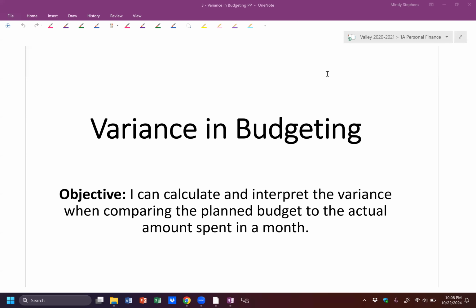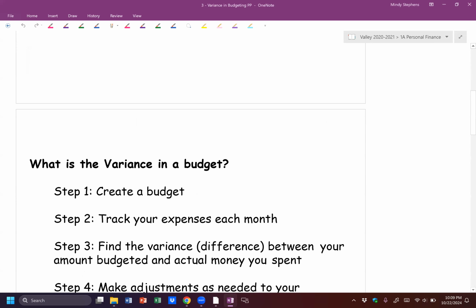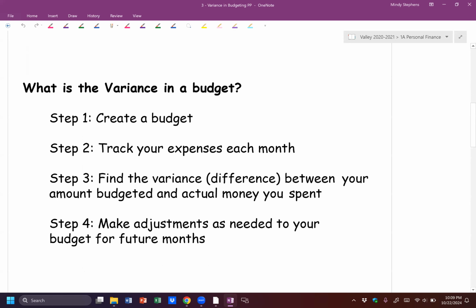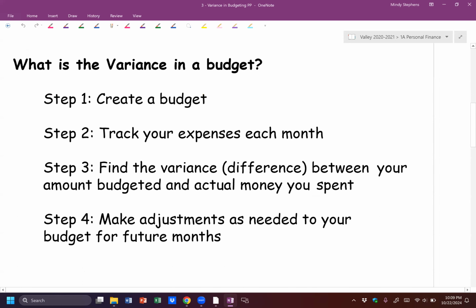The next part of budgeting we're going to talk about is what's called the variance in budgeting. So let's go ahead and get into what that would be. At the very top, it says, what is variance? We're going to talk about the different steps and where variance kind of fits in those steps.